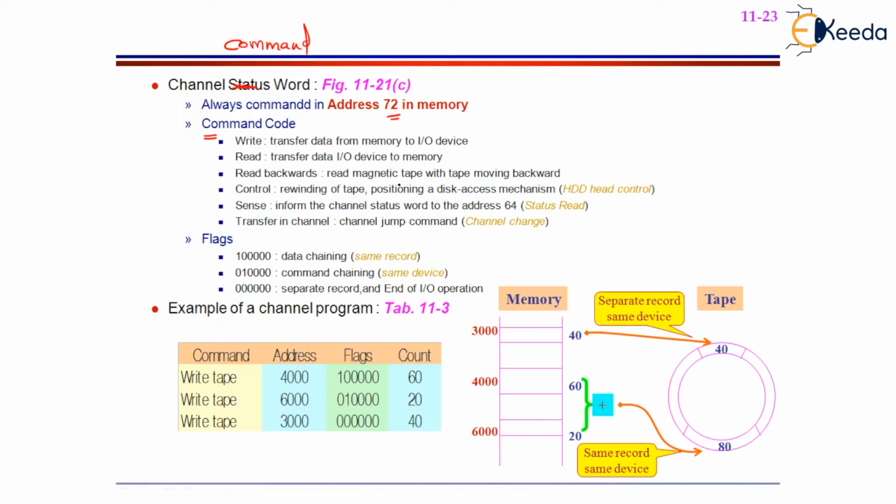Read backwards. Read the magnetic tape with the tape moving backward. As the tape is moving backward, we need to read. At that time, we're going to issue a command that is read backward.